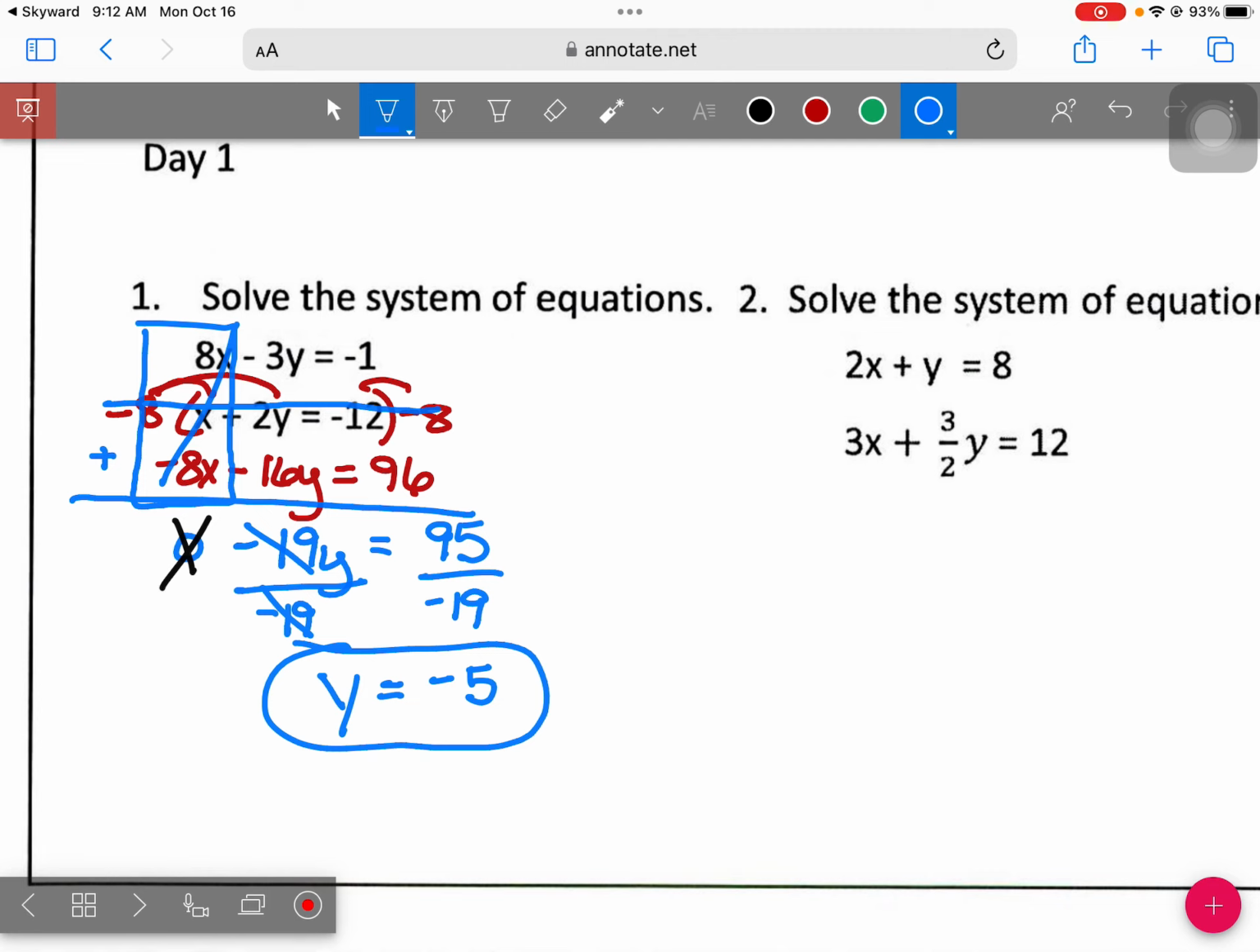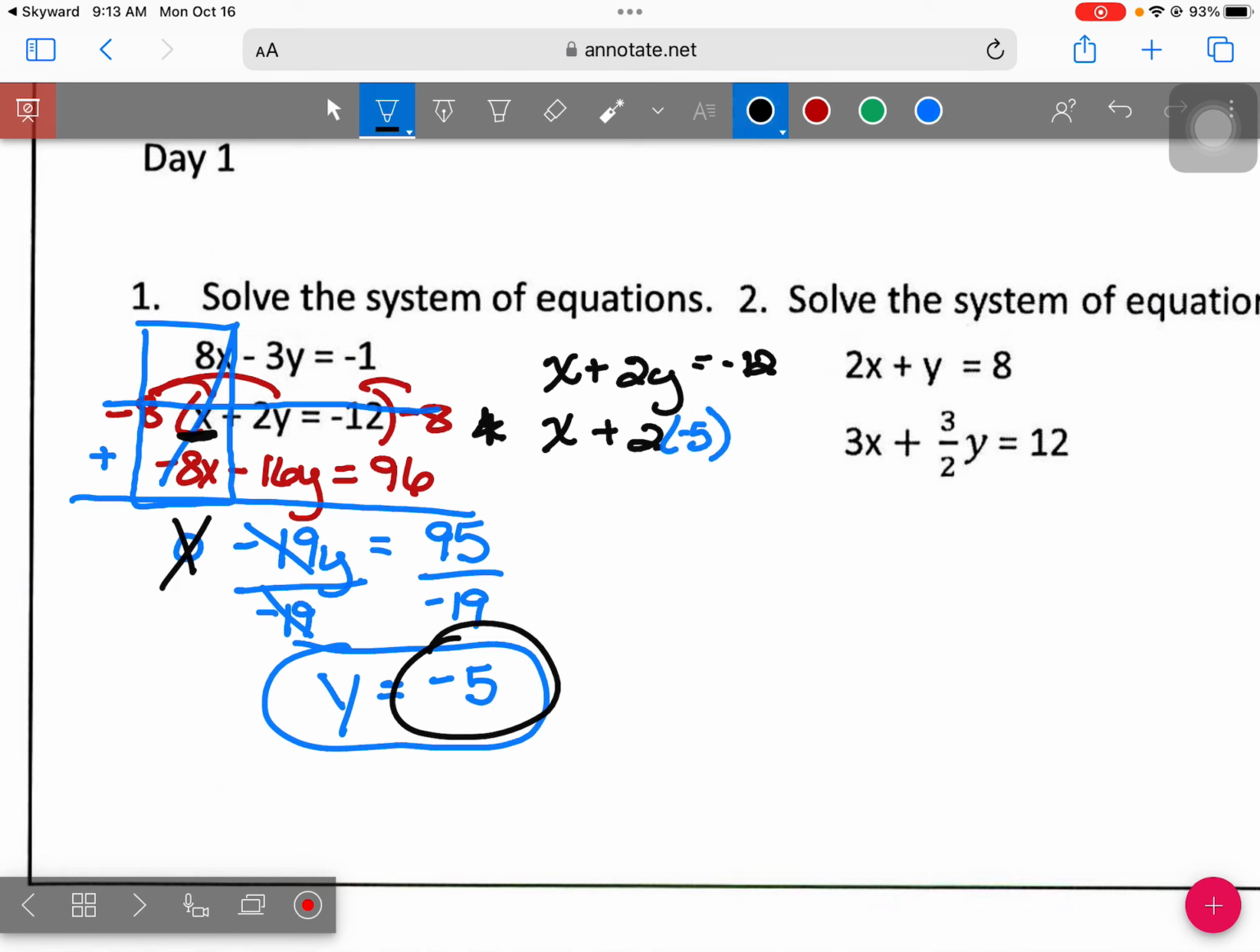What do I need to do now? Am I done? That's right. You need to substitute this in. And my second equation has this x by itself. So I'm going to use my second one and say x plus 2y equals negative 12. So x is what I'm searching for, plus 2 times my y value of negative 5 is going to equal negative 12.